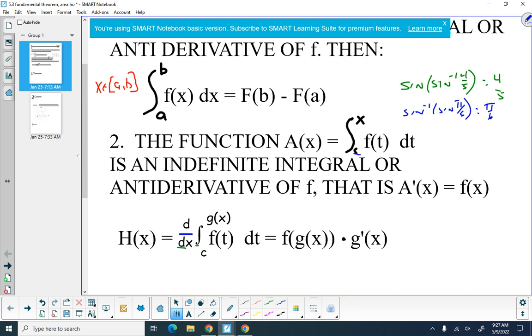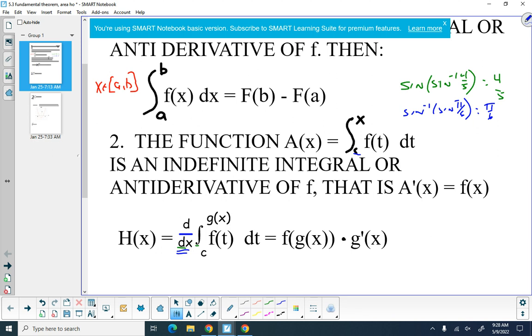But we're taking the antiderivative over the interval from some constant c to g of x, of some function f of t dt. This will equal the function evaluated, because when we take the antiderivative, we have to evaluate at the lower function and the upper function. What we're dealing with here is we evaluate our function f at g of x. But we also have to use our chain rule because we're looking at derivatives. So we have g prime of x.